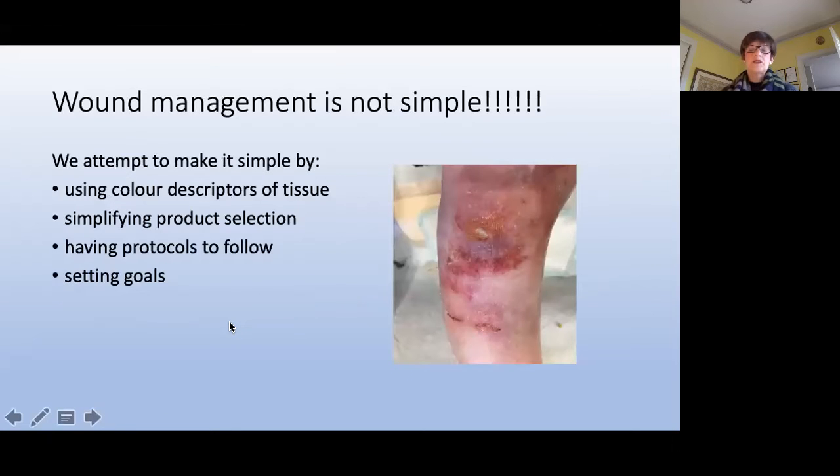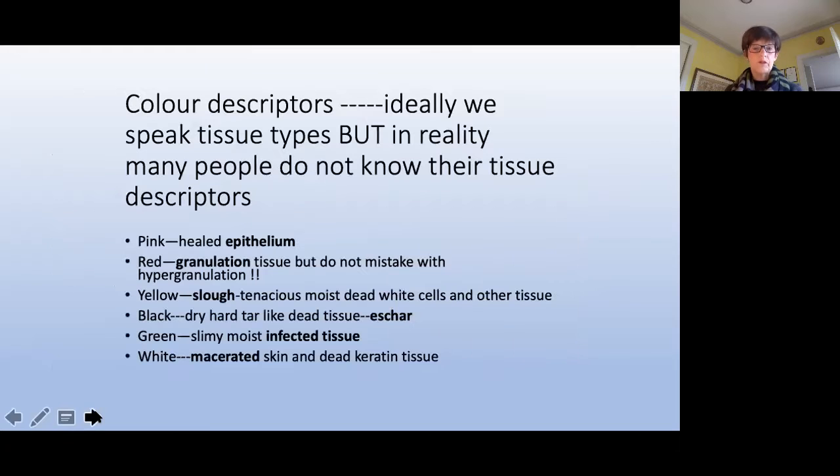So wound management's not simple. We do try to make it simple, I know that, and we attempt to make it simple by using colour descriptors, by simplifying the product selection. Some of us are lucky enough to have protocols, which of course if you need protocols we can help you develop, or you can develop them in-house. And of course always we're setting our goals in which we can then follow through and hopefully simplify the process.